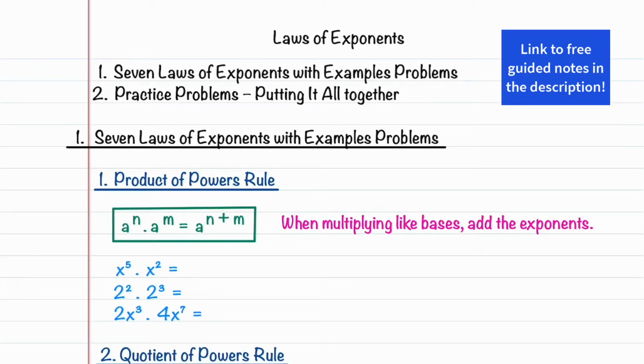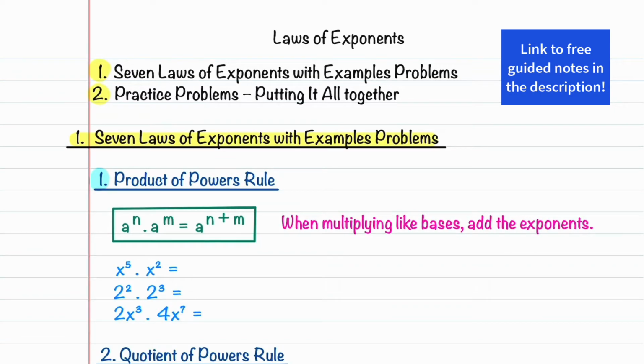In this video, we're going to learn about the 7 laws of exponents, essential rules you'll use when working with powers. I'll explain each law and go through examples for each one, and then we'll put them all together with 2 practice problems that use multiple rules at once. Let's get started. We'll begin by going through each of the 7 laws of exponents and look at examples for each one. The first one that we're going to look at is called the product of powers rule.